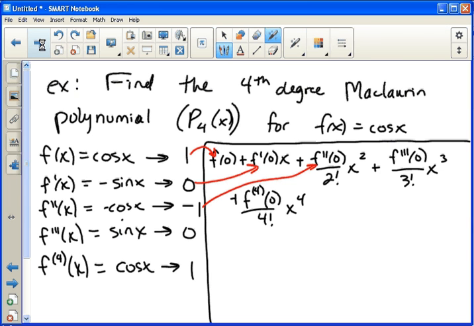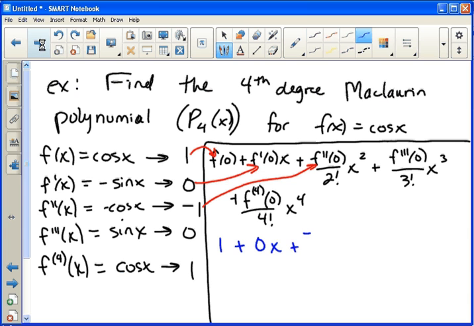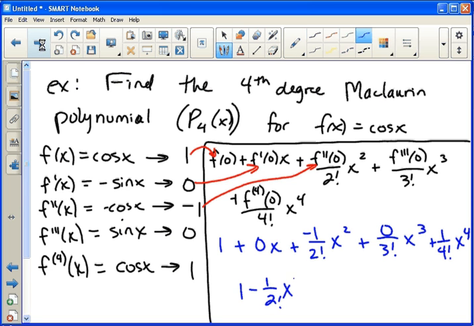So I will get 1, because that's f of 0, plus 0 times x, because 0 is f prime of 0, plus negative 1 over 2 factorial x squared, plus 0 over 3 factorial x cubed, plus 1 over 4 factorial x to the fourth. I'm sure you're asking, well, do I have to write those zeros? No, you don't. You can just cross those out. So your final answer should actually look something like this. 1 minus 1 over 2 factorial x squared plus 1 over 4 factorial x to the fourth.